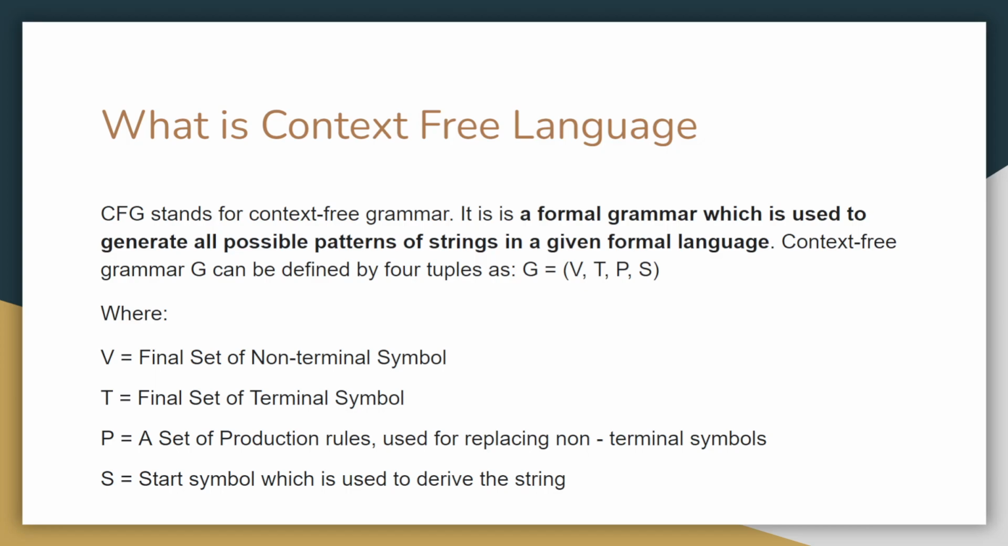P stands for a set of production rules used for replacing non-terminal symbols. So if there are any non-terminal symbols, then these symbols will be replaced with something else so as to terminate the process. S is the start symbol, which is used to derive the string, or to state that this is the start of the instructions, or the start of the language, something like that.